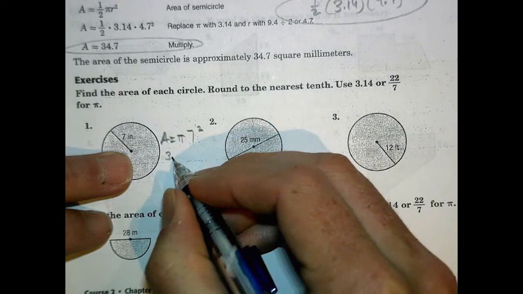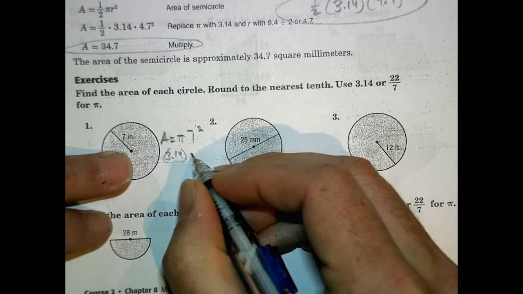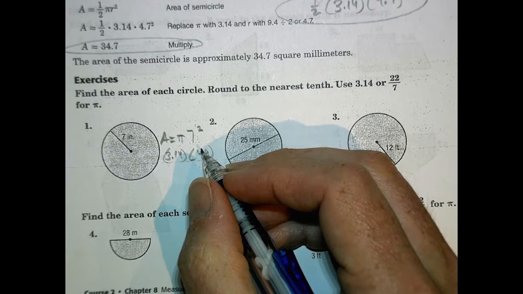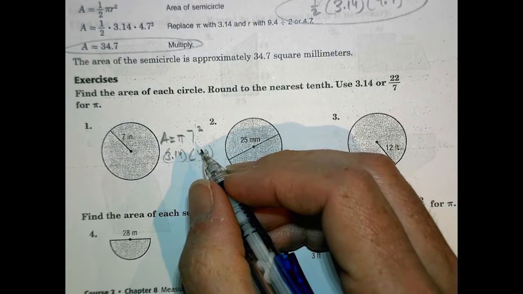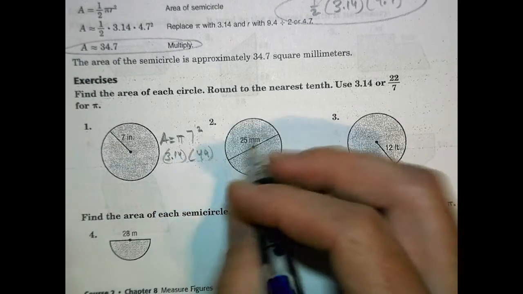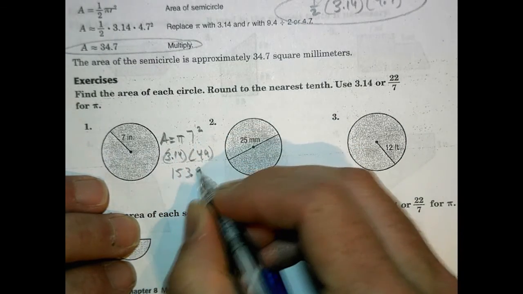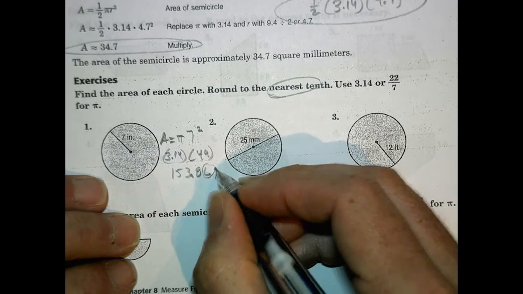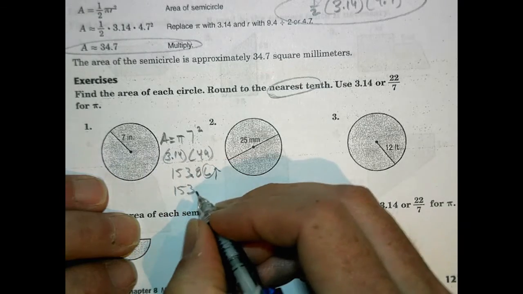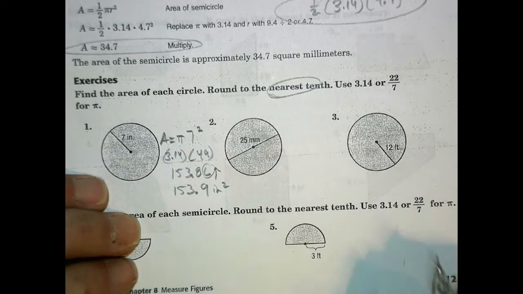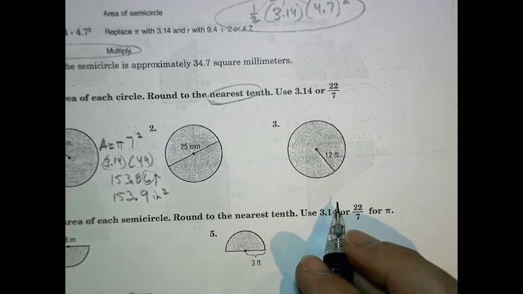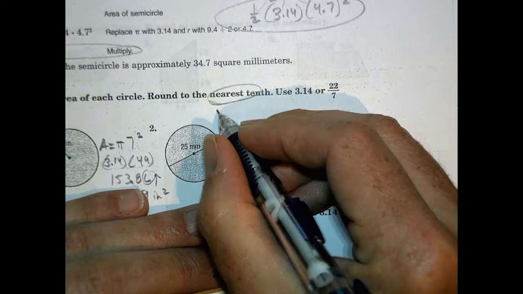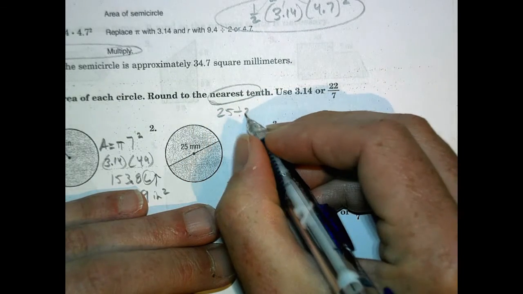Pi is 3.14, 7 squared is 49, and so we would say that 49 times 3.14 equals 153.86. Try to remember my nearest tenth here. This is bigger than 5, so we're going to round up. So I got 153.9 inches squared. For the next one, you have 25 as a diameter. Well, I want to use a radius, so I need to first of all do 25 divided by 2.